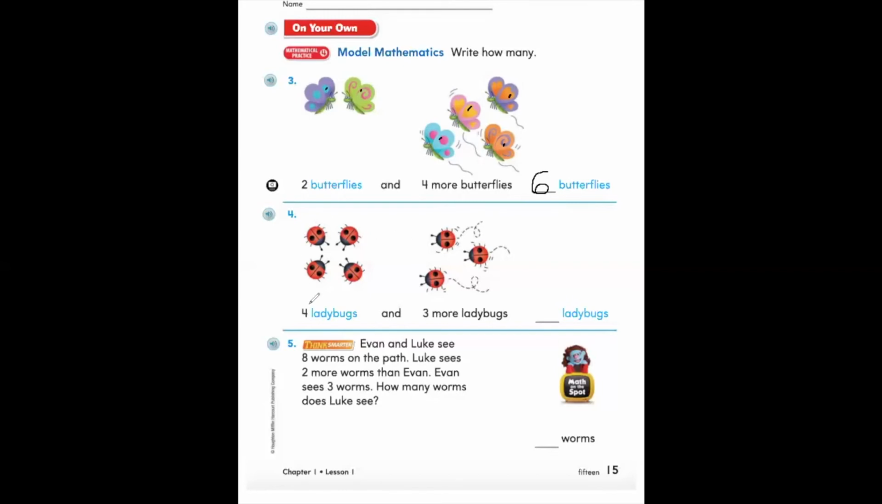We will do the same routine for number 4. Number 4 says there are 4 ladybugs and 3 more ladybugs join them. Your job is to figure out how many ladybugs there are in all. So once again, go ahead and pause the video. Write in how many ladybugs there are. Then when you're finished, you can press play again.